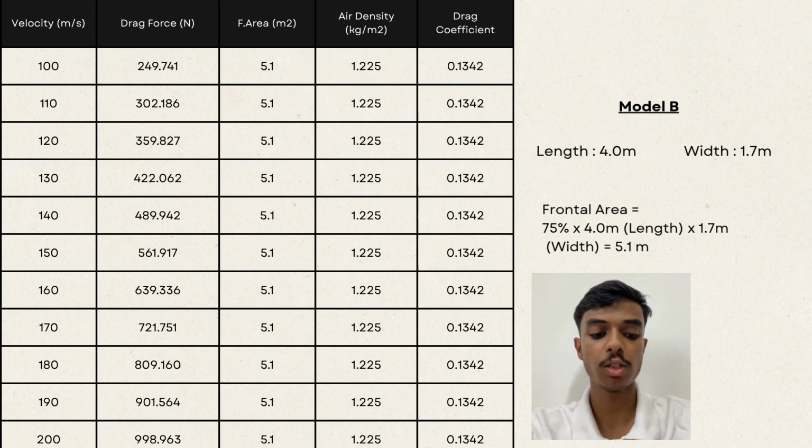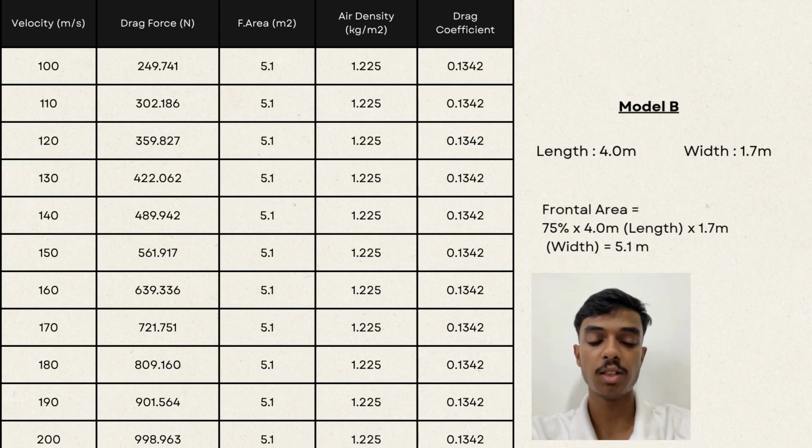Right here we have the calculations for model B. Starting, we have velocity, which will increase from 100 all the way to 200. Then we have drag force, which will slightly increase as well based on the velocity. Then we have frontal area, which is the same for all, 5.1 meters square. We also have air density, which is also the same, 1.225 kg per meter cubed. And then we have the drag coefficient for it, which is 0.1342.